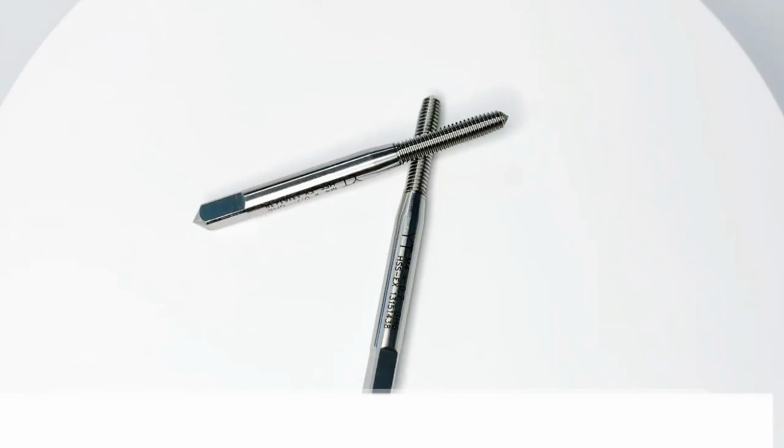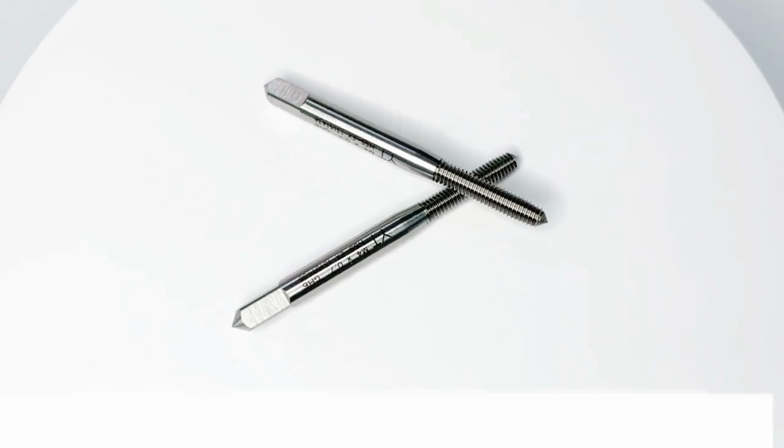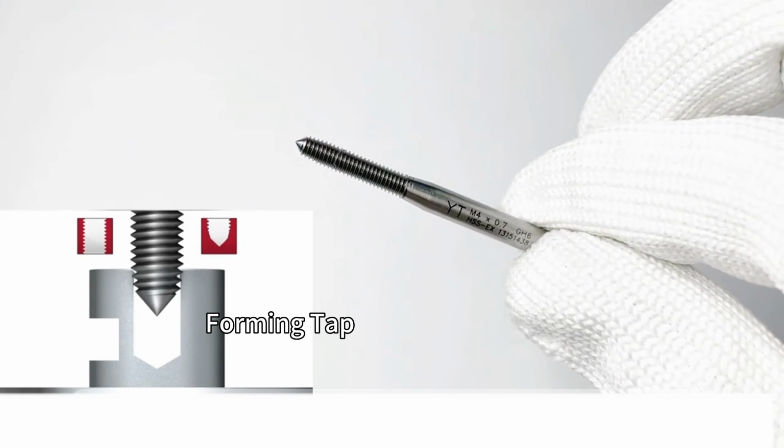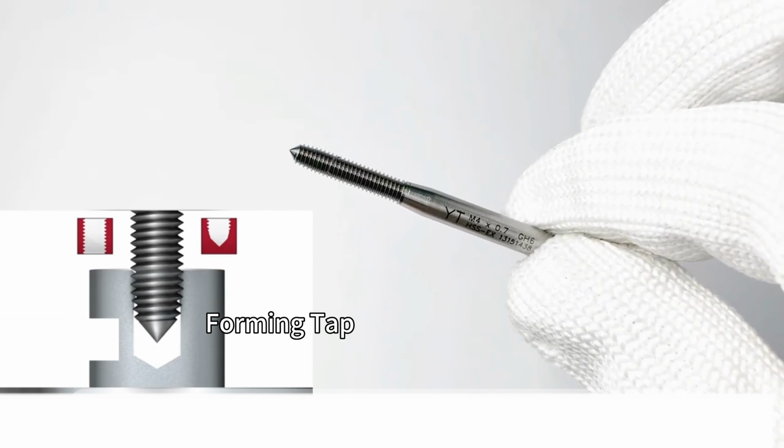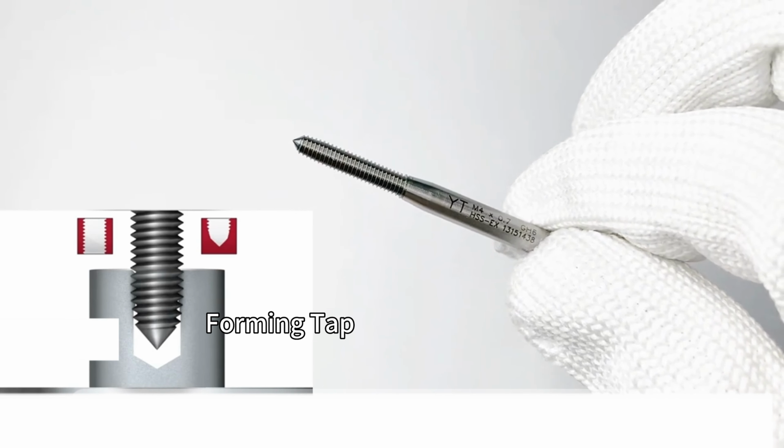Forming tap: it is processed without chips. Precision machining is very stable and has high bending strength. Extrusion taps are generally suitable for materials with good ductility, suitable for through holes and blind holes.